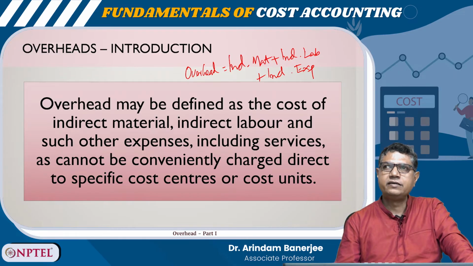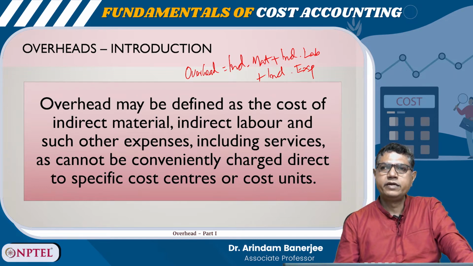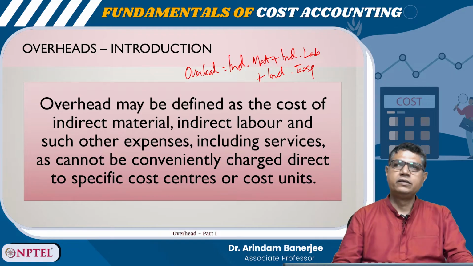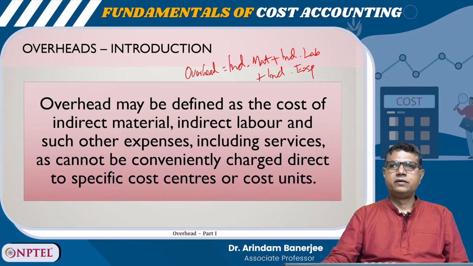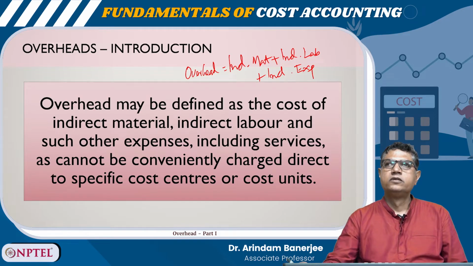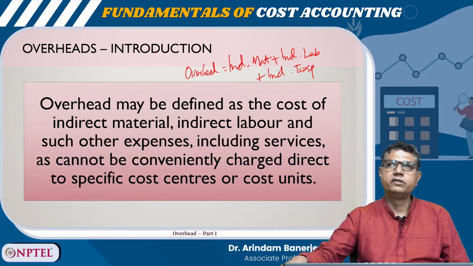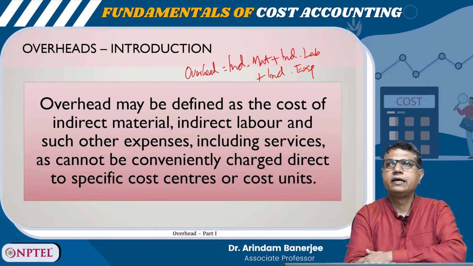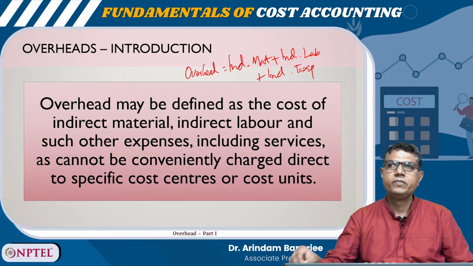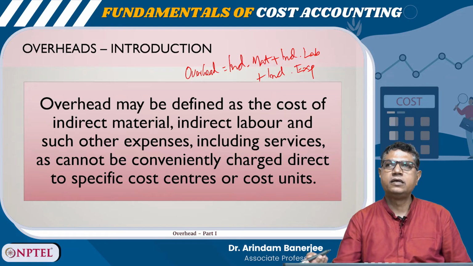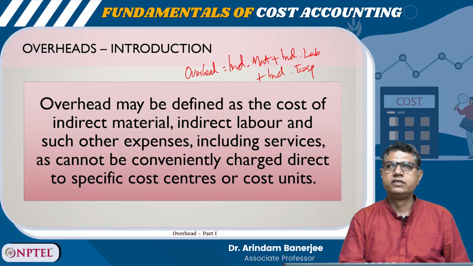Now, we will discuss how the overhead expenses can be allocated and apportioned among the different departments and different cost centers, right. Today, what is overhead? We will start with the basic definition. Overhead may be defined as the cost of indirect material, indirect labor and such other expenses including services as cannot be conveniently charged directly to specific cost centers or cost units.